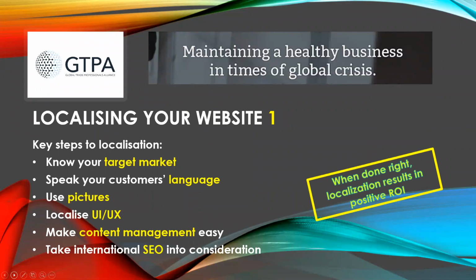Now, one of the key ways in which you engage with your customers is by localizing your website. When you do it right, localization gives you a positive return on your investment, and that is what you are aiming for. So there are key things to think about when you're localizing. You cannot localize a website if you don't know your target market, and that means you need to do the research. Who is it that you would like to purchase your product? We talked at fair length about that last week, so we don't need to go into too much detail now. But you need to know who you are aiming at.